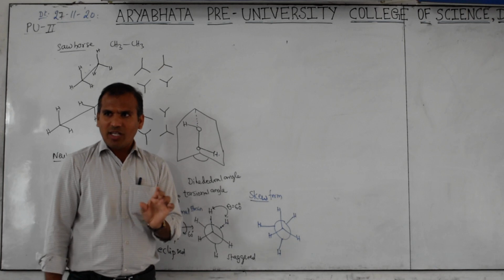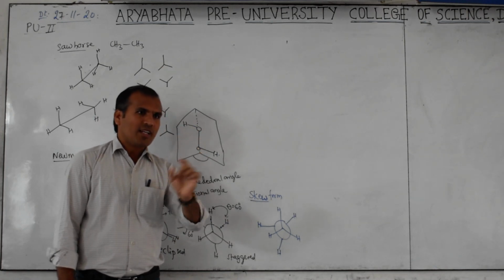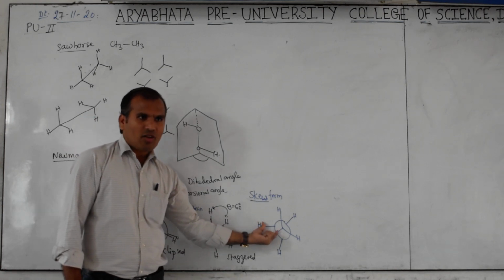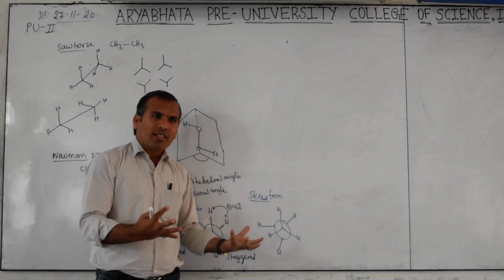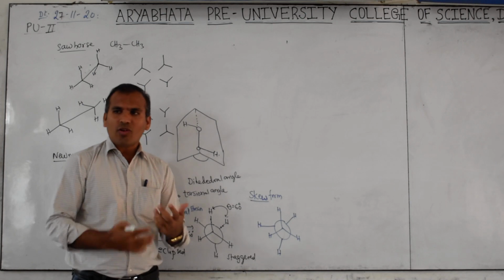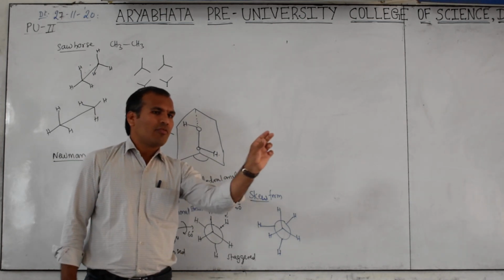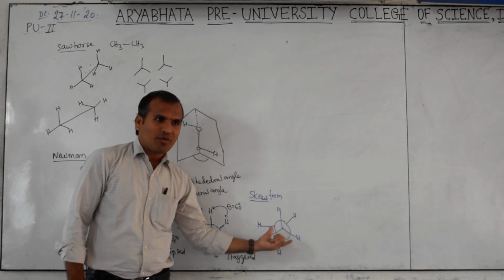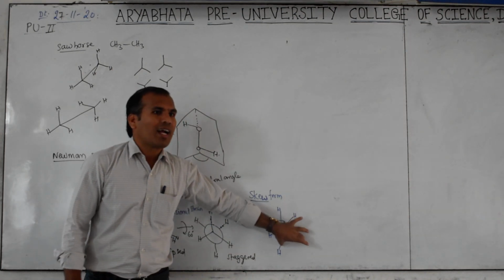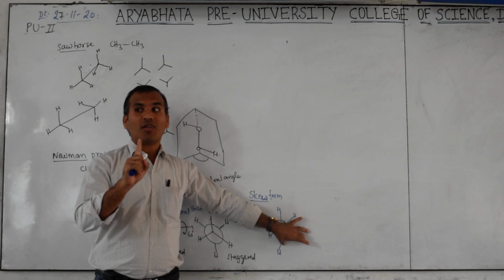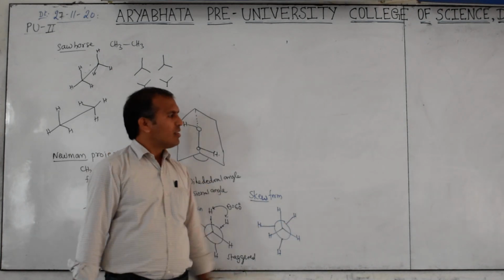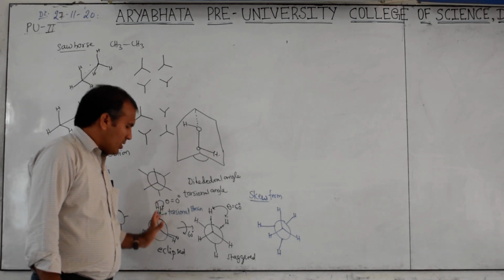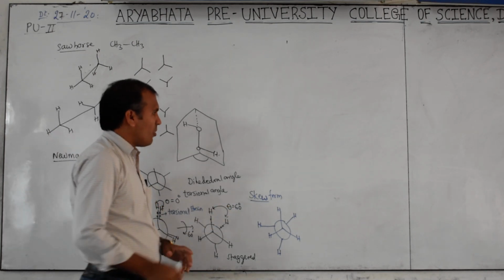Because again it is interconvertible, very fast. Dynamic means within a fraction of a second it converts to another form, and again converts back to this form. It does not exist for a long time. When it does not exist for a long time, how can we separate it? When you are not separating, you can't identify the optical isomerism. Therefore, it is not optically active. But we can say it is chiral, not optically active. Okay, so this is about eclipsed, staggered, and skew forms.